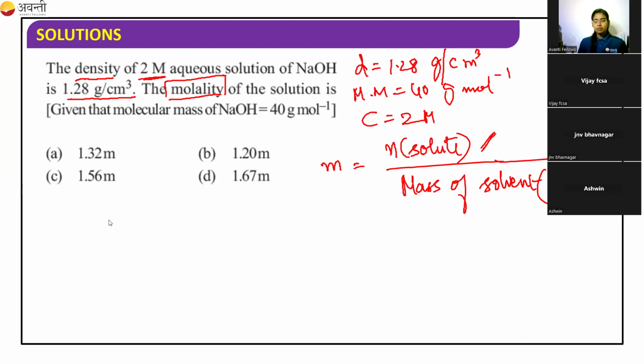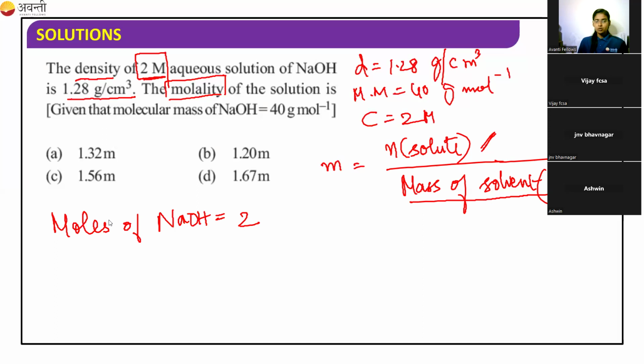How to find the number of moles of sodium hydroxide? It is already given in the question as 2 molar. We can take that as the number of moles. So moles of sodium hydroxide is equal to 2. Now we have to find the mass of the solvent. But we are not given any information about the mass. So how to find the mass of the solvent? From the mass of the solution we can find the mass of the solvent.